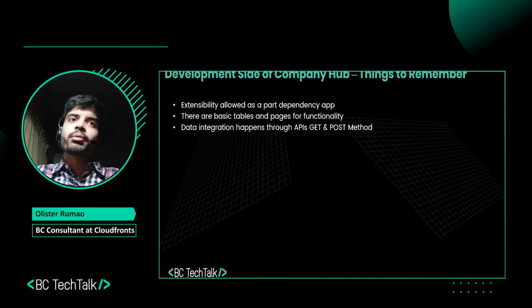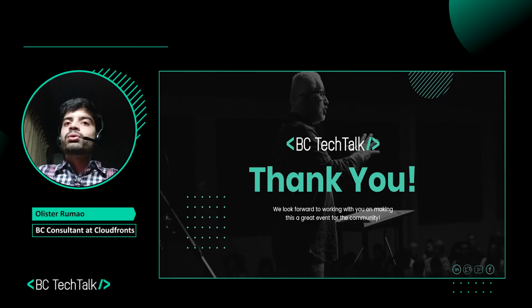Okay, so key things to remember about the development side of the Company Hub. First one is that extensibility is allowed, provided you use the app as a dependency app. There are just basic tables and pages for display purposes, but I would say the major integration is done by the codeunits, and it is done with the help of get and post. So that's it from my end, and I hope you guys have any questions.